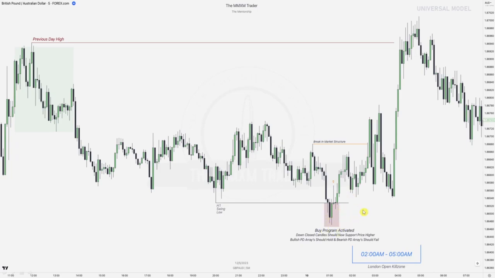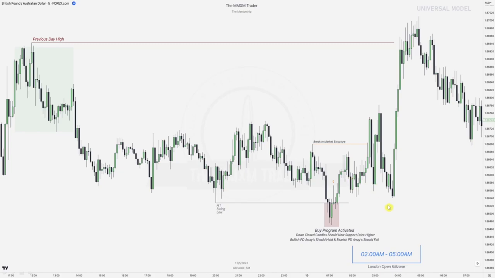Now, when a buy program is activated, all down close candles should now support price higher, right? And all bullish PD arrays should hold and all bearish PD arrays should fail. So over here, break of structure, right? First indication we're going into a buy program, then a very solid break of structure up here. And remember about that low resistance liquidity, right? We're looking for failure swings and equal highs and equal lows. So we're going into buy side of the curve.